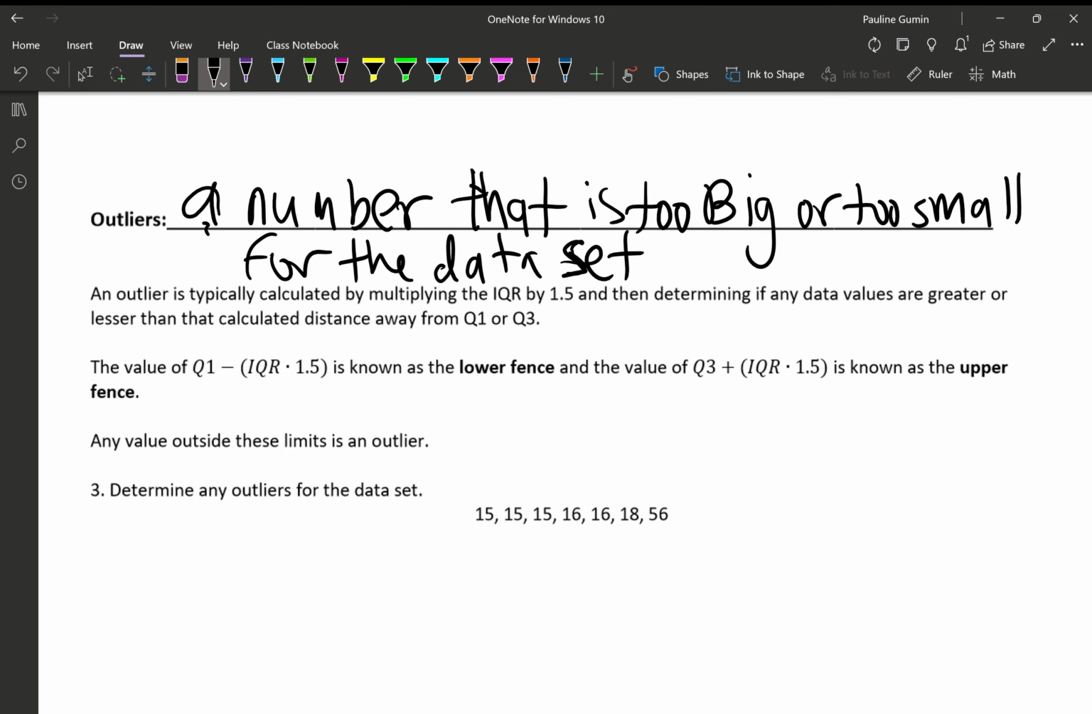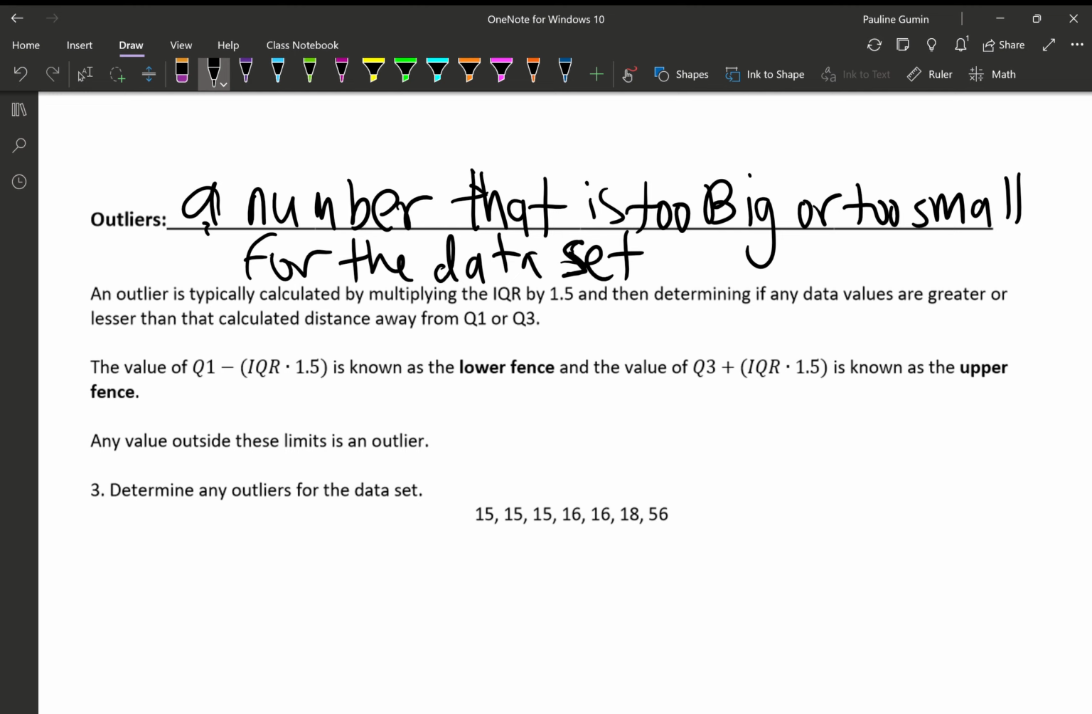Now, sometimes you can look at a data set and understand immediately where the outlier is, if there is an outlier. Sometimes you can't tell. So we do have a special process for it. We have a lower and upper fence. So there's a nice little formula there. What we do is we calculate the IQR. We calculate Q1 and Q3. Obviously, we need that for IQR. We plug them into these formulas.